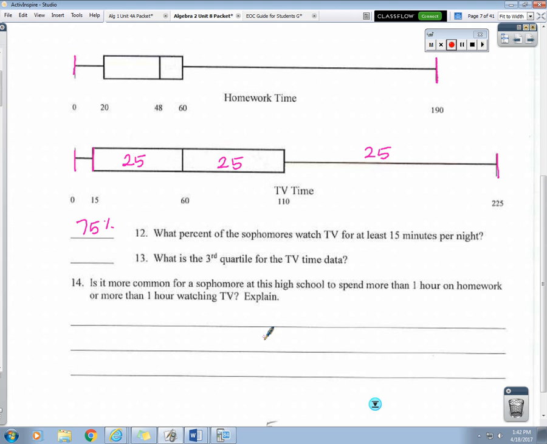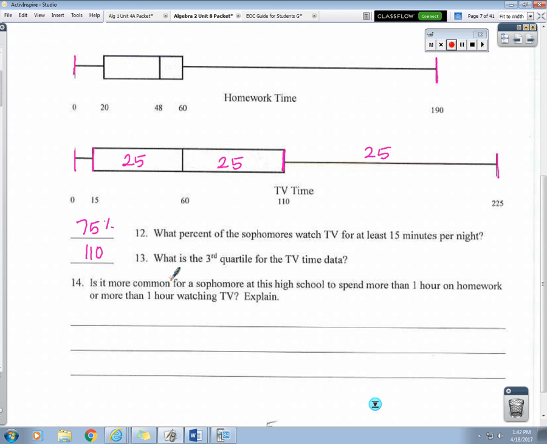What is the third quartile for TV time data? 110. Look, remember the third line in the box is quartile 3 and it's at 110.